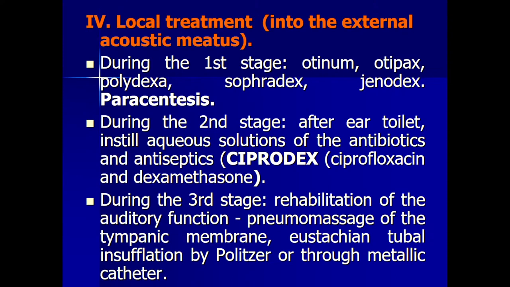During the third stage, rehabilitation of the auditory function, we may apply pneumomassage of the tympanic membrane by Siegle's instrument, eustachian tubal insufflation by Politzer, or through a metallic catheter, catheterization of the eustachian tube, to normalize the view of the tympanic membrane and hearing in the patient.